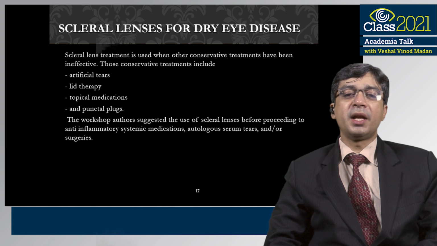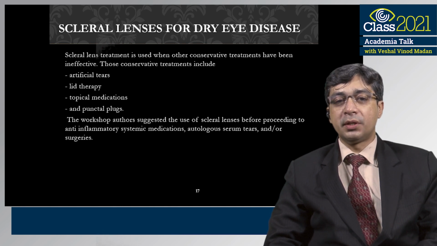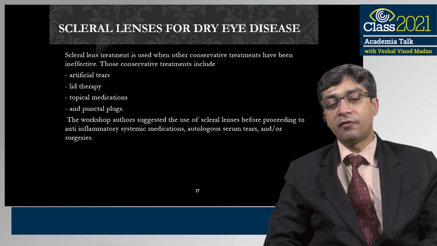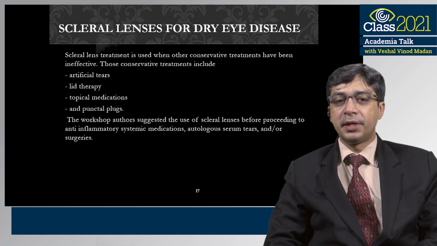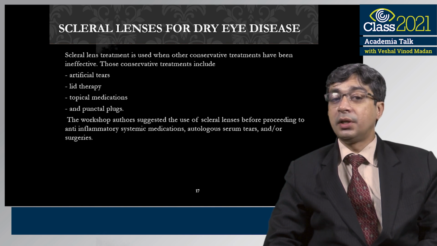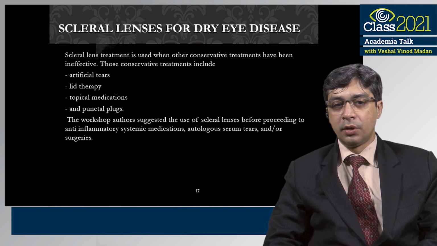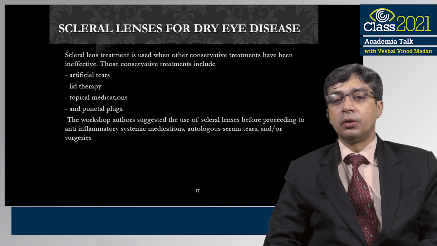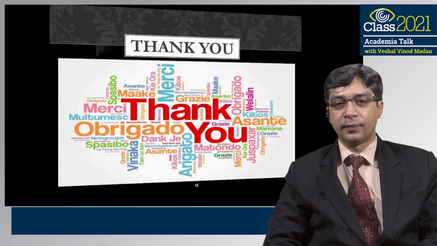Scleral lenses for dry eye disease, as I have mentioned, are the treatment to be used when conservative treatments have failed or have not shown promising results. The conservative treatment would start, as everybody knows, and I will repeat for your revision: artificial tears, lid therapy, topical medications, and punctal plugs. So when these things do not work adequately, then scleral lenses become imperative. Thank you.